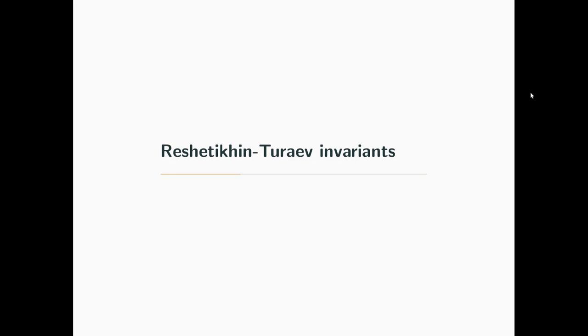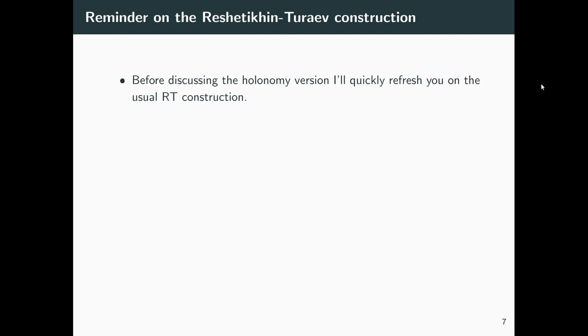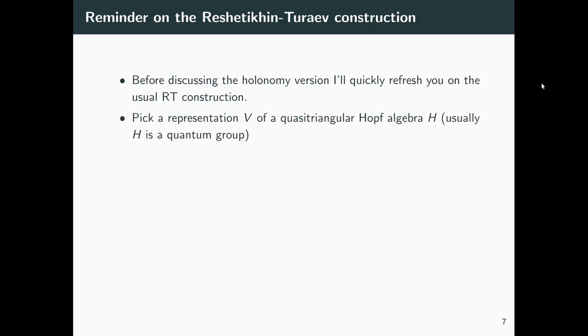All right. Before I talk about holonomy invariants, I'm going to remind you of how the Reshetikhin-Turaev construction works in the ordinary, usual quantum invariants case, because I'm going to be modifying it in a second. So here's how it works. You need to pick a quasi-triangular Hopf algebra H, for example, a quantum group. That means it's an algebra over a field with some extra structure, and pick a representation V of it. Because H is a Hopf algebra, V tensor V is also a representation of H. You can't always tensor representations, but you can for Hopf algebras.